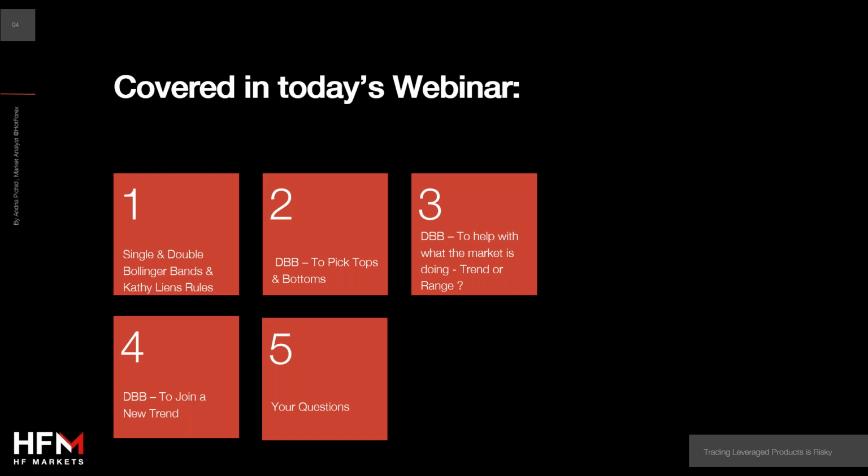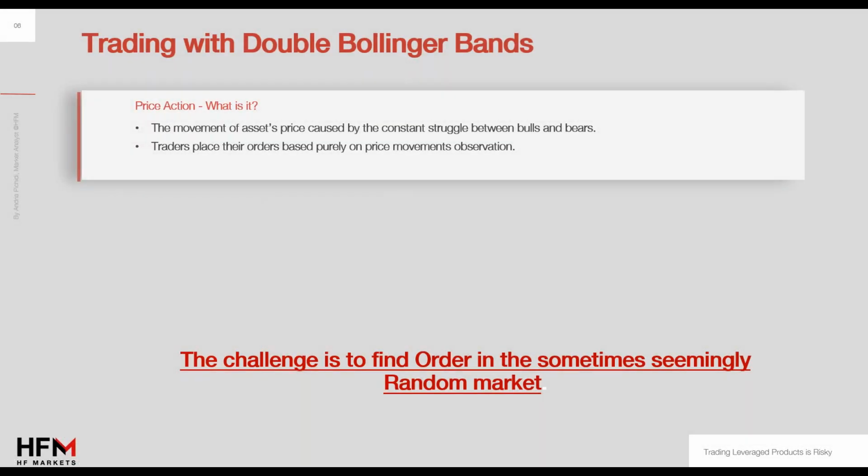So how you can read double Bollingers, what signals they provide you, when is a good time to join, to open a position based on what you have identified from Bollinger Bands, whether and how and at what time you should join a new trend by observing Bollingers, and so on and so forth. Okay, so 28 slides it is.